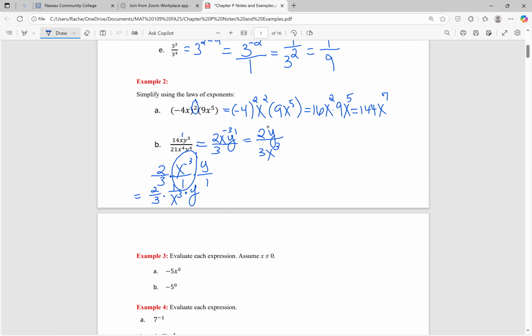So notice that x to the negative 3 came to the bottom of the fraction because I took the reciprocal. The y, no issues. It was being raised to a positive exponent, so we leave it where it is. So the 2y in the numerator, and then in the denominator, we have 3x to the third.